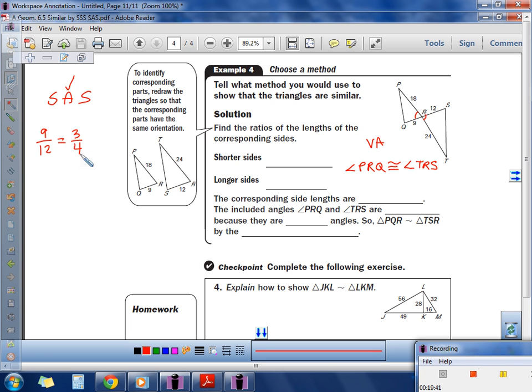Now let's look at the other sides. We have 18 corresponding to 24. And what is that? 3/4. Do we have side angle side similarity? Yes. So tell what method to use. This is the method we used. And this work right here, along with these angles and vertical angles, that is our proof that side angle side works. You got to be able to prove them. Now go down and try this checkpoint. Examine those triangles, figure out which method to use, and prove it.